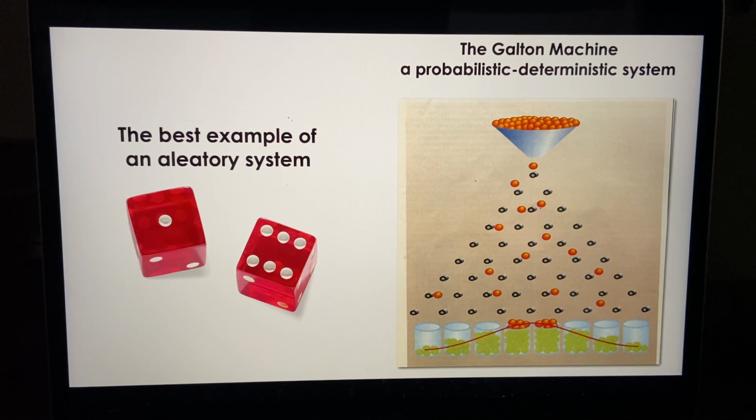So the behavior of only one element is not predictable, is probabilistic. The fall down of all the elements in number can be distributed in a deterministic, mathematically predictable way.